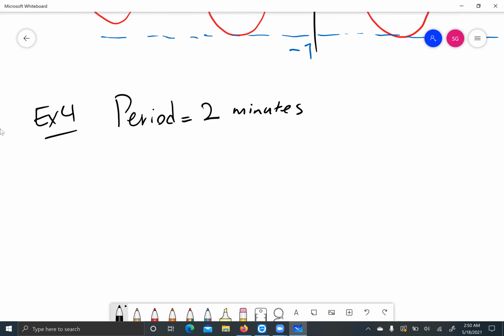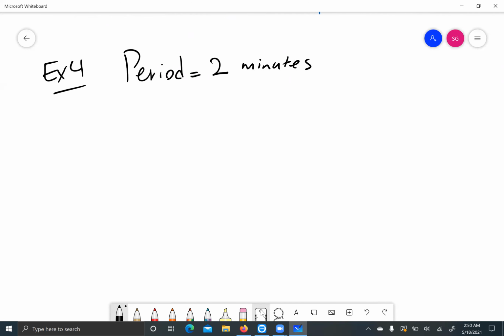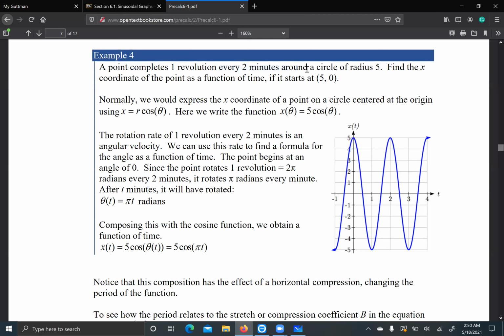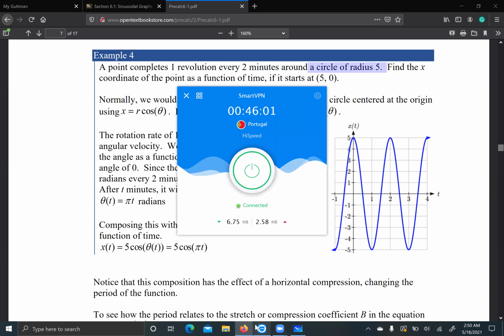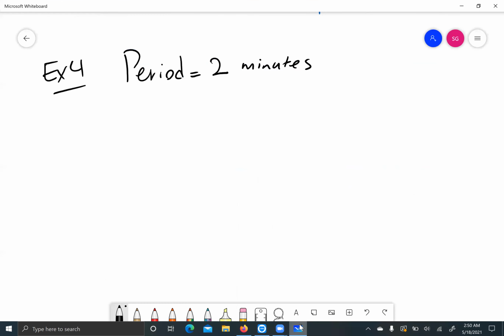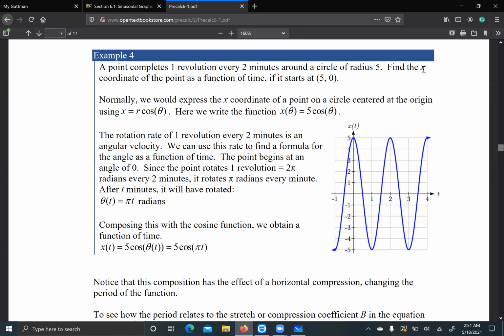One complete rotation takes 2 minutes. And the radius of the circle is 5. So r is 5. What else? Find the x coordinate of the point as a function of time if it starts at (5, 0).